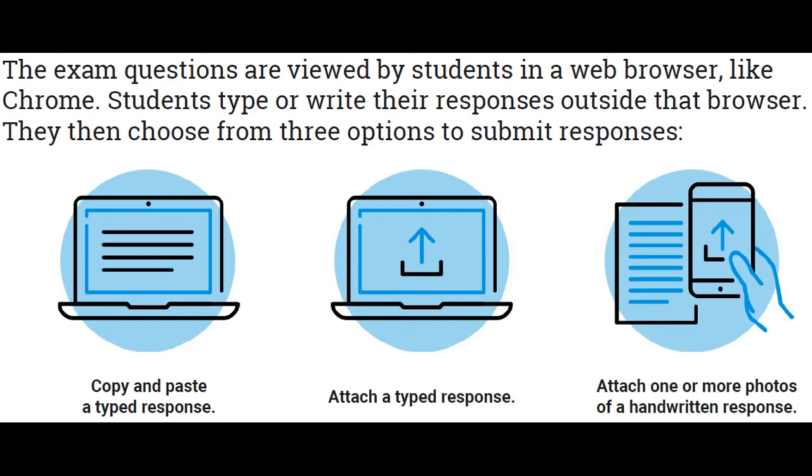You can also just type it somewhere else and then convert that to like a docx or a PDF or a .txt file and just attach it to your submission. The third thing you can do is handwrite it and then take a picture of it with your phone and then just attach that photo.